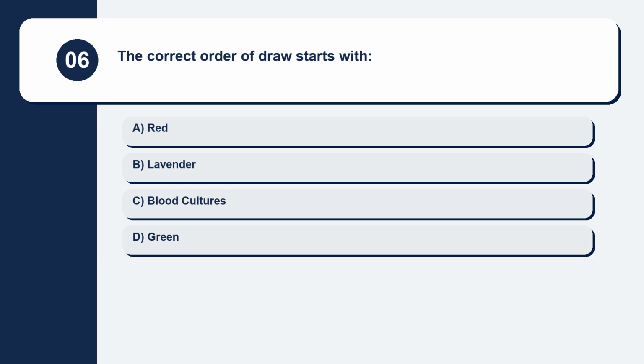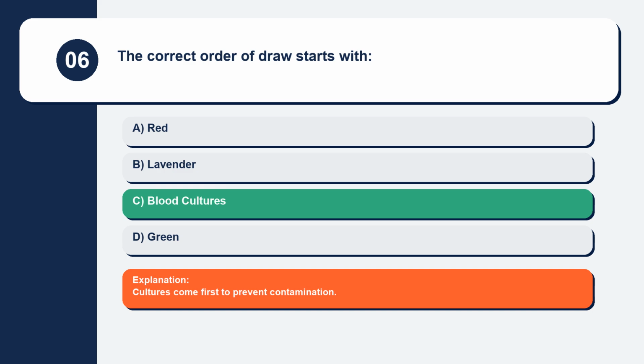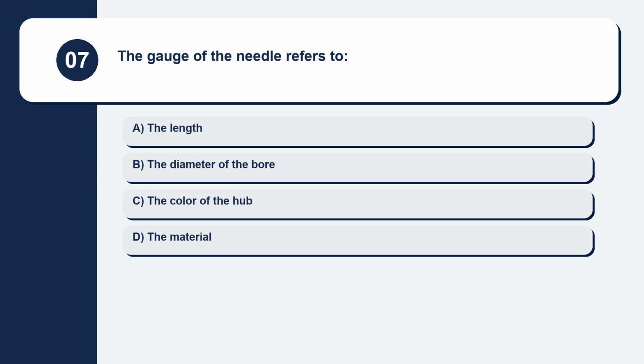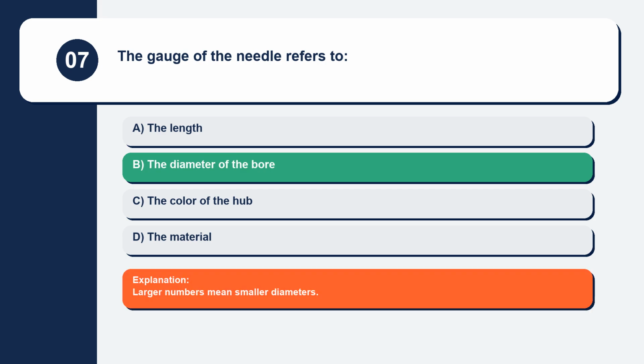Question 6. The correct order of draw starts with red, lavender, blood cultures, green. Cultures come first to prevent contamination. Question 7. The gauge of the needle refers to the length, the diameter of the bore, the color of the hub, the material. Larger numbers mean smaller diameters.